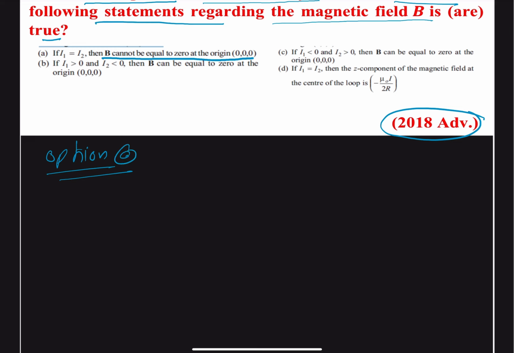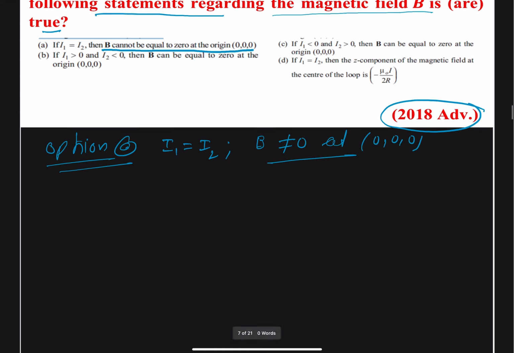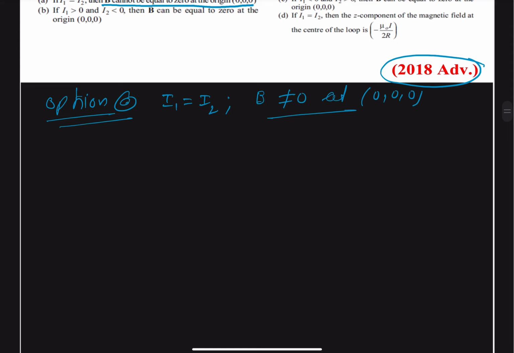And option A states that current I1 is equal to I2, and it says that magnetic field is not equal to 0 at (0, 0, 0). So we have two wires. One wire is at plus x, another wire is at minus x. Okay. And we are going to find out what will be the magnetic field at the origin.